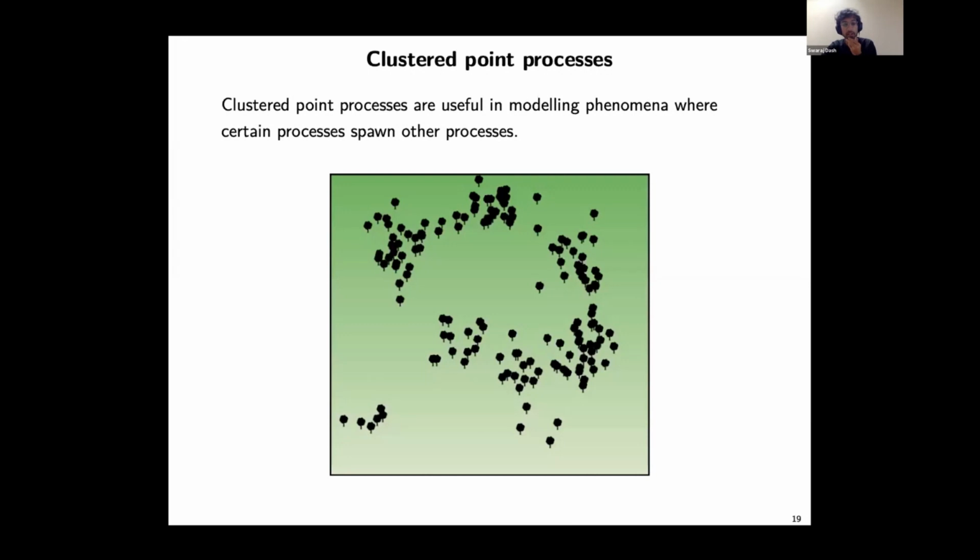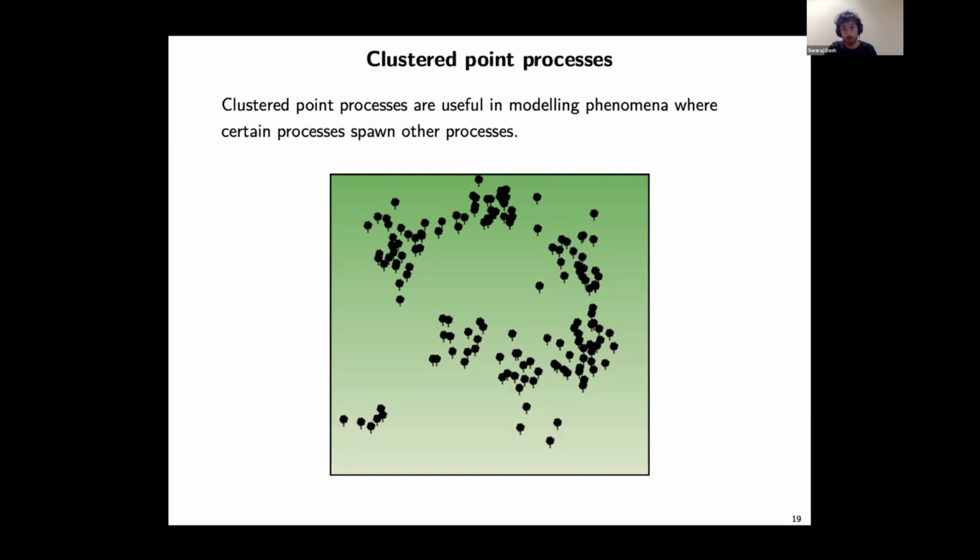And finally, here's the most involved example. We can describe clustered point processes. Clustering is quite useful, or is a common phenomenon you see where you have processes that can spawn other processes. And here we consider the following problem or model.